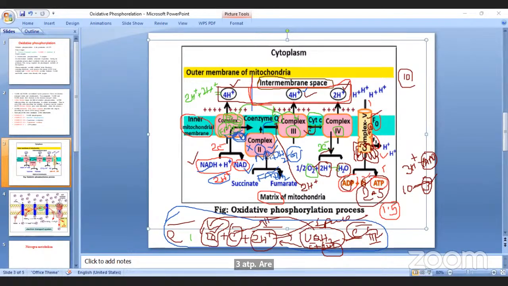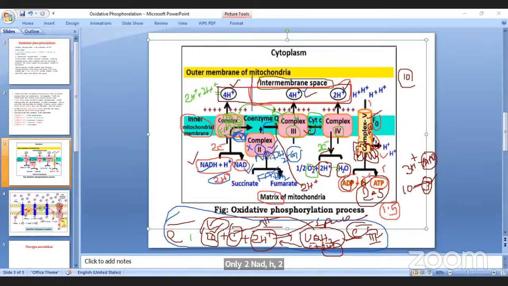Yes, sir. And by substrate level phosphorylation, 2 ATP. Right? Yes, sir. Total number of ATP in glycolysis, 5 only. In oxidative phosphorylation, no ATPs, only 2 NADH2, sir.